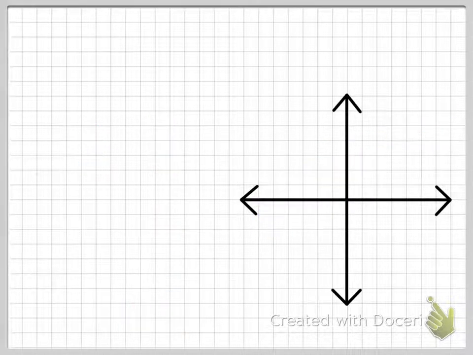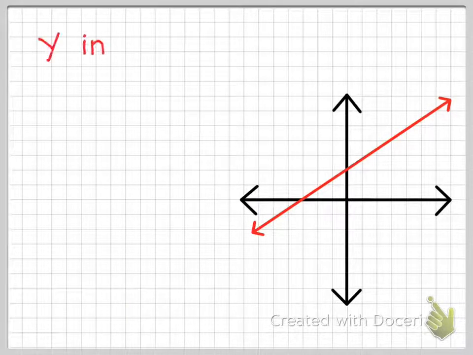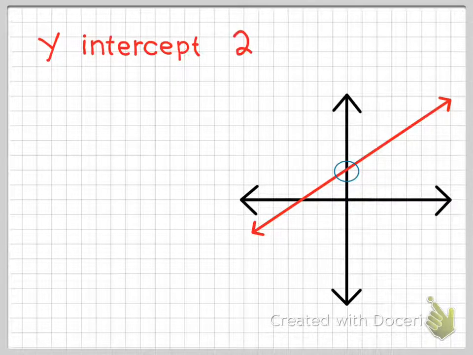So now that we have our slope, let's take a look at our y-intercept. And our y-intercept is just where this graph is crossing the coordinate plane at the y-axis. So that is right there. That means that my y-intercept is 2, which means b in my y equals mx plus b is 2.